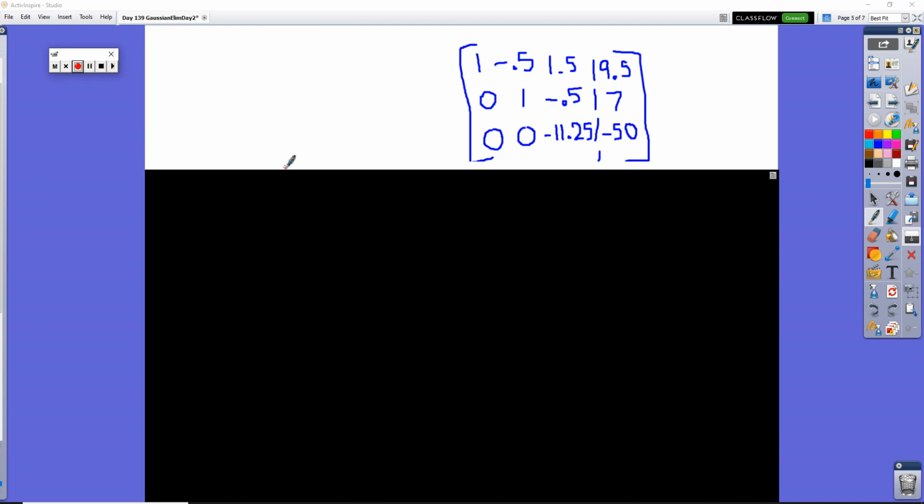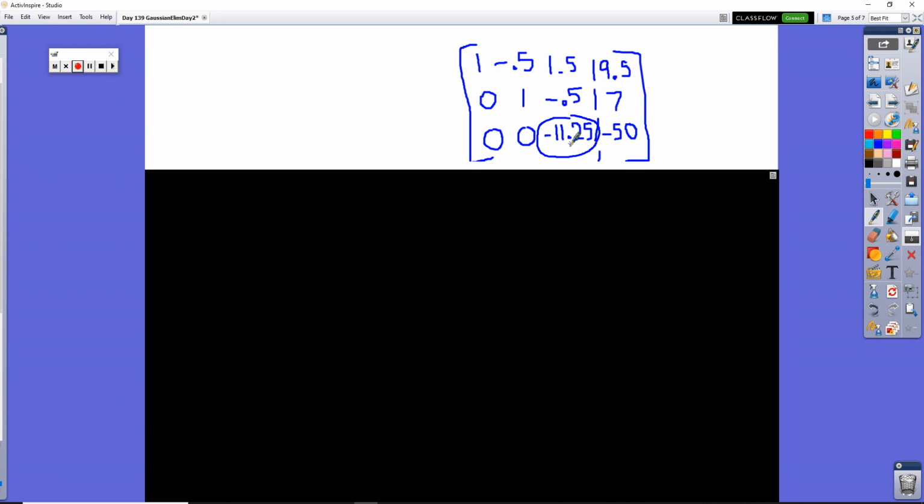I ran out of room at the bottom of that last page, so I copied what we were just working on over. I have not made any changes to this. This is exactly where we left off. And I'm almost in row echelon form. You can start to see that diagonal of ones. I've got all the triangle of zeros underneath there. But the only thing that's wrong right now is this spot right here. That spot is supposed to have a 1.